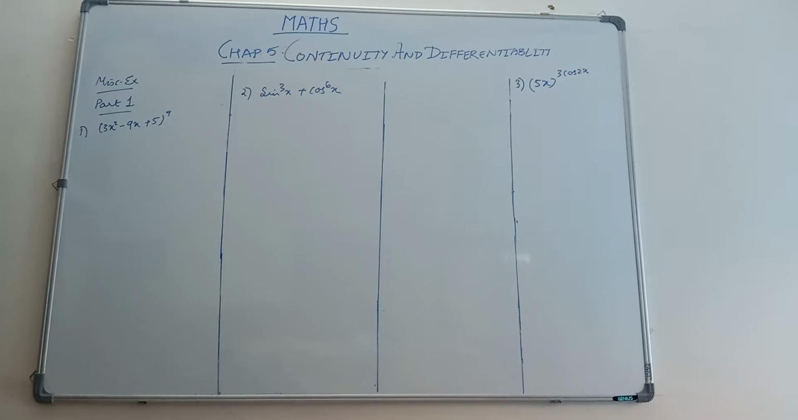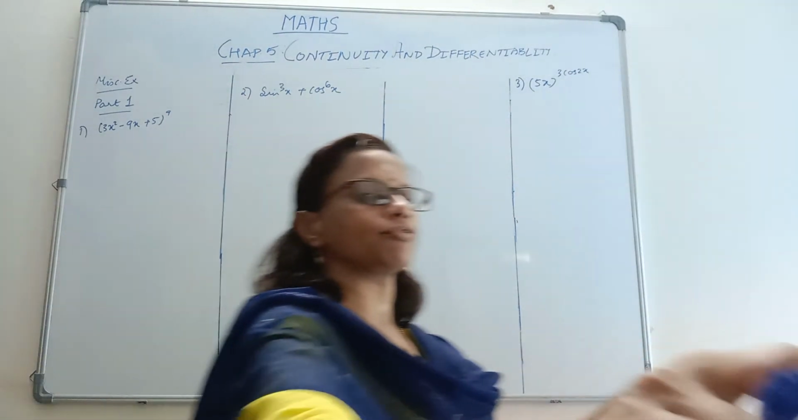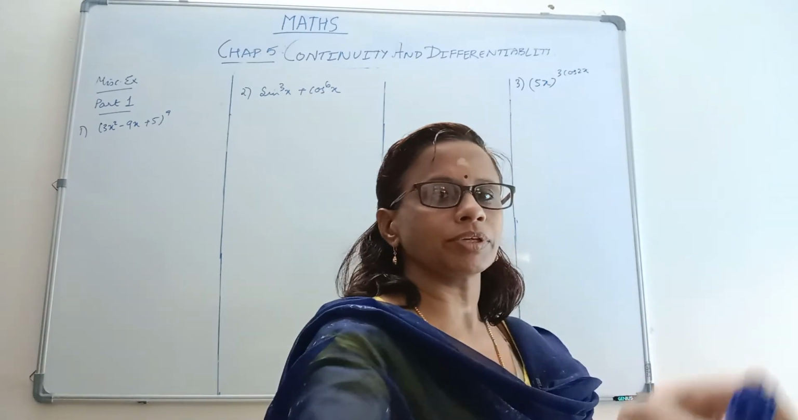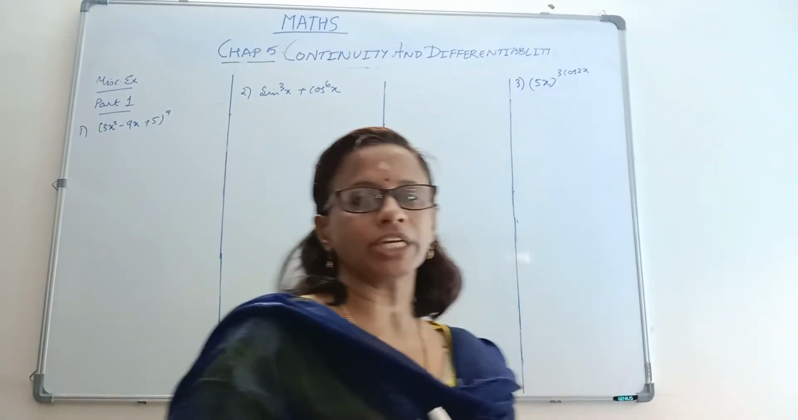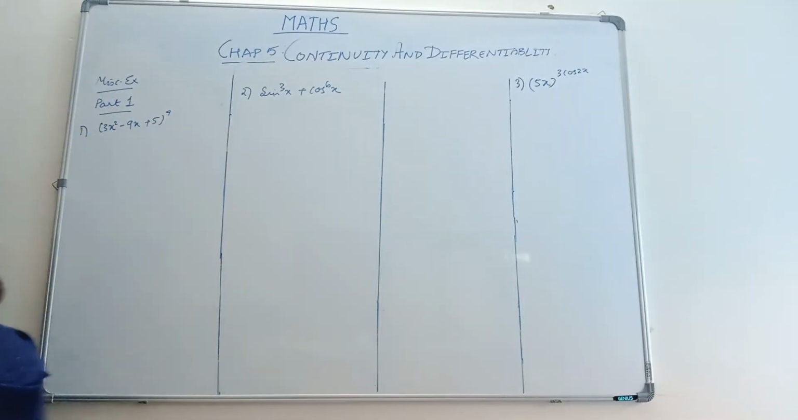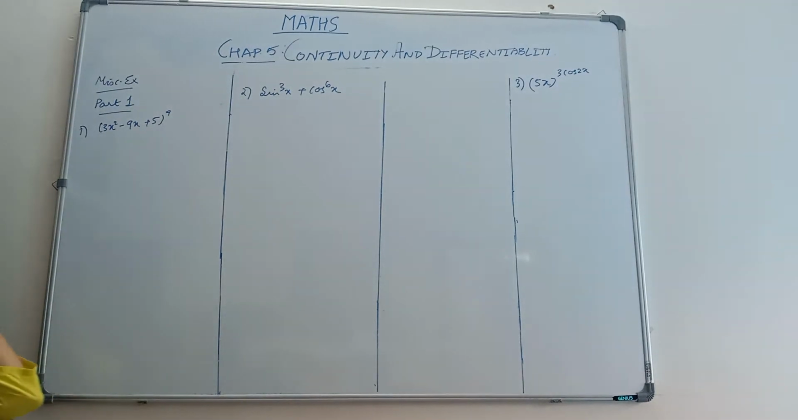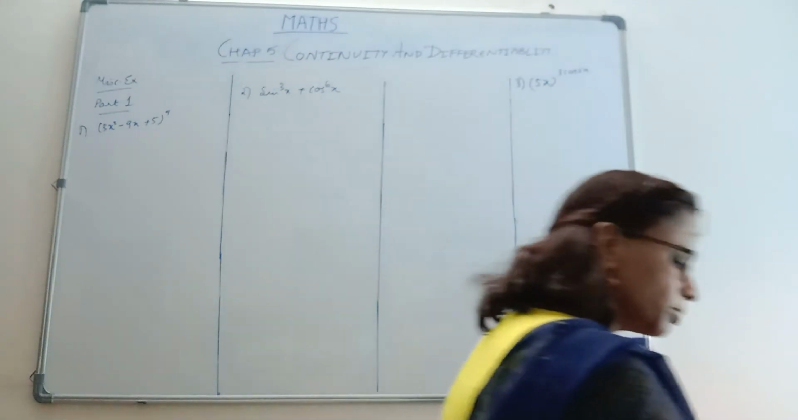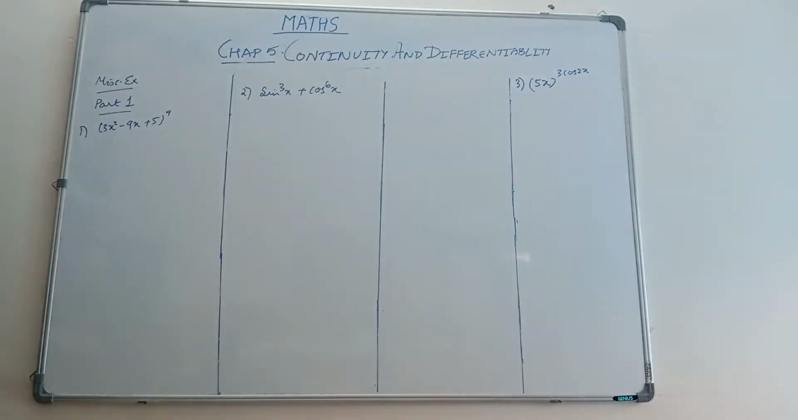Yes, hello folks, let's come to the miscellaneous exercise, and this is our part 1 video. Of course, because it's a miscellaneous exercise, we will be having an overview of the entire chapter. Here they ask us to find dy by dx, and probably the derivatives would be of different types, so we'll be doing that. The very first problem says that you have (3x squared minus 9x plus 5) whole raised to 9, and we have to find the derivative.